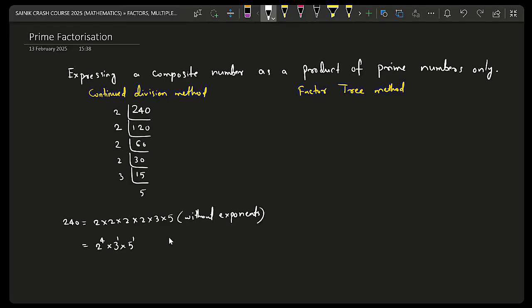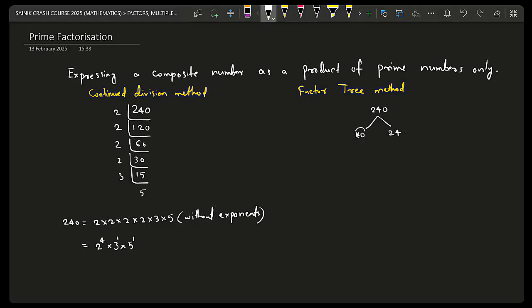So next, factor tree method. In factor tree method, how can we solve this question? You take 240. For continued division method, we took only prime numbers to divide. But in factor tree method, you can take even composite numbers also. For example, 240, I can write 10 into 24. Both 10 and 24 are composite. This is like a tree which is going to increase its branches until all the prime numbers are there. When you reach a prime number, the branch will stop there. When it is a composite number, it will continue making new branches.